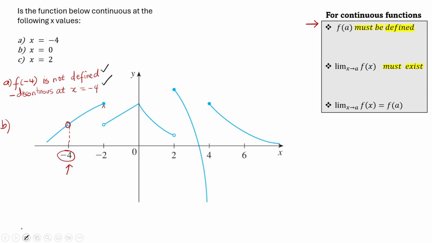So at x equal to 0, let us evaluate. When x is equal to 0 here, is f(0) defined? Let us see. When we put x equal to 0, do we find a certain y value? Yes, we do, because here is x equal to 0. If you trace this to the y-axis, you're going to see that there is a certain y value here. Although we don't know it, we can see that there is a certain y value. So f(0) is defined. The first condition for continuity is met. f(a) is defined.